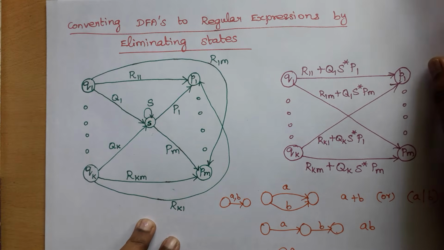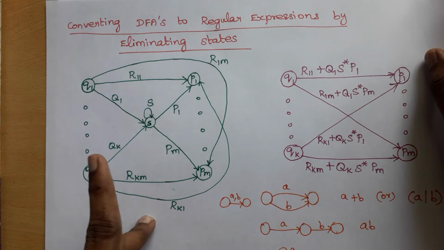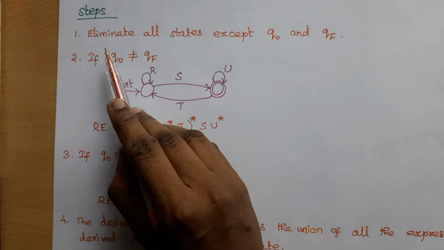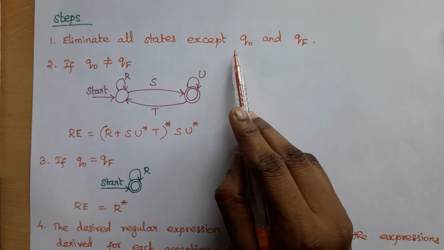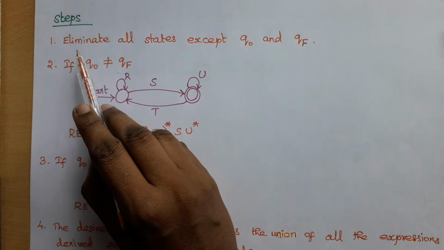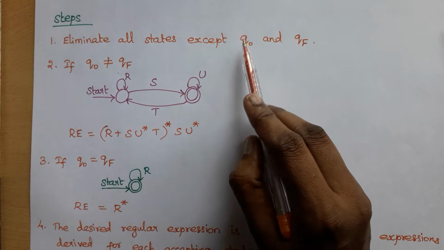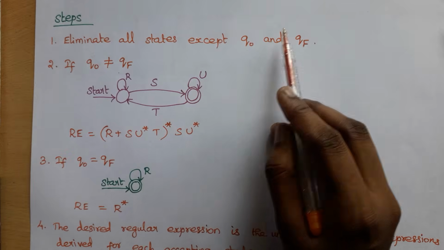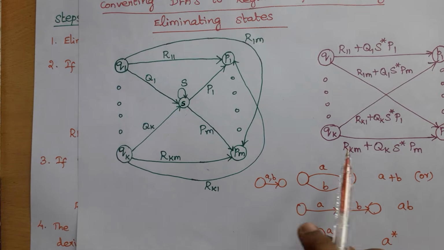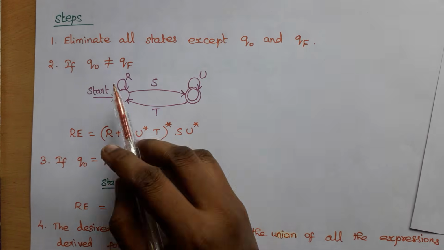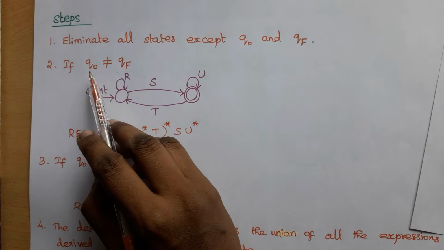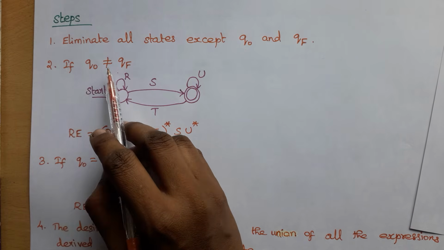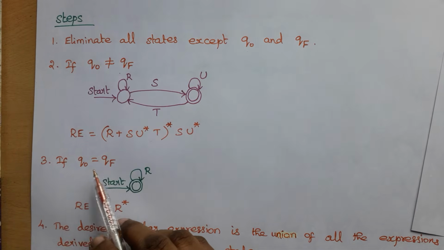Next, we will see the algorithm for converting finite automata to regular expression. So the first step is eliminate all states except start state and final states. So we have to eliminate all the states except the start state Q0 and the final state QF. If we have eliminated all states in this method, then there are two cases. In some DFAs or some finite automata, Q0 may not be equivalent to QF, or Q0 may be equivalent to QF.